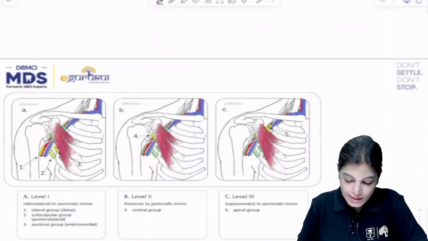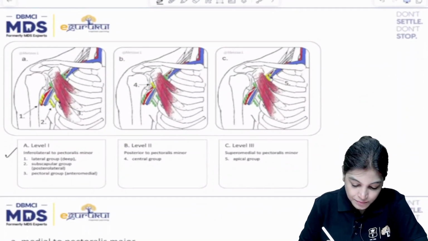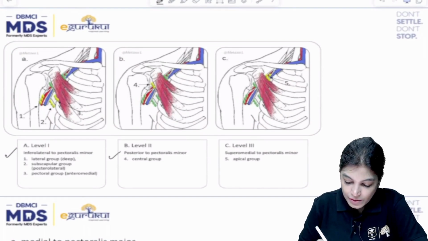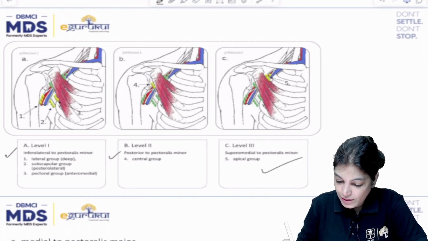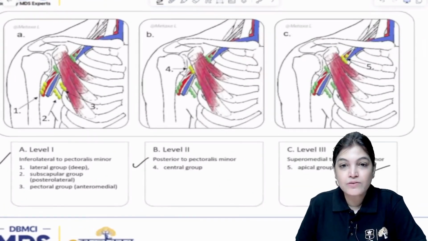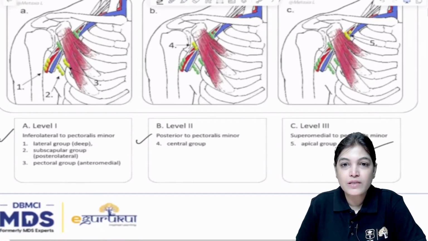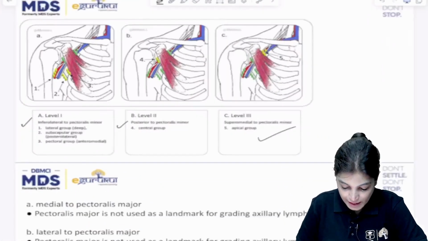How it is classified must be known to you. Other than that, I would like to show you an image for it. Level 1 is lateral, infralateral to pectoralis minor muscle. Level 2 is posterior and is the central group of axillary lymph nodes. Level 3 is the apical group of axillary lymph nodes, which is shown here, and you can locate these groups and classify them.